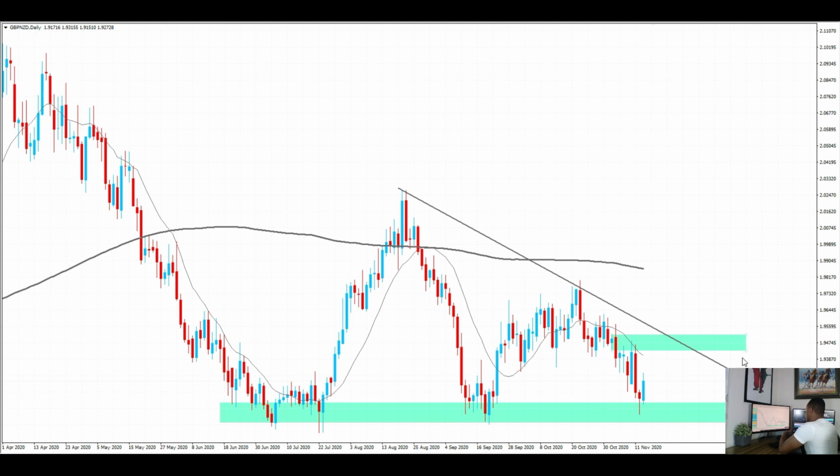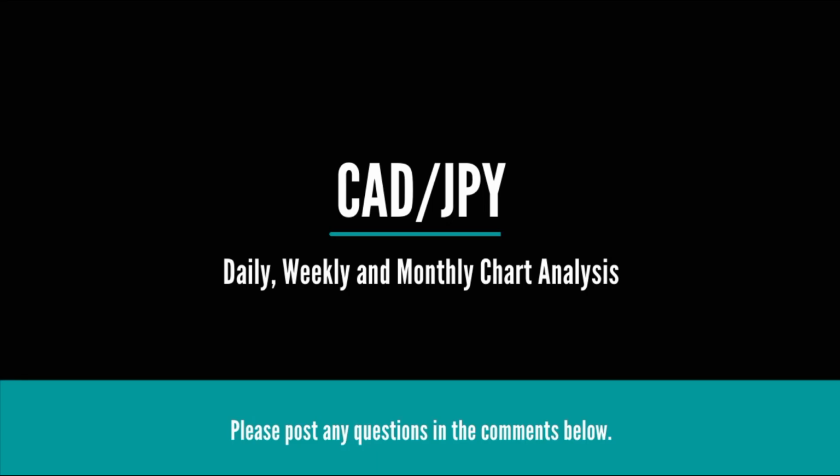So we've kind of got price trapped between that resistance and that support, just to see which one breaks first. But again, bias is still to the upside for next week. Very strong daily support level, and we could be seeing another move to the upside. Next, we're going to move on to CAD JPY.